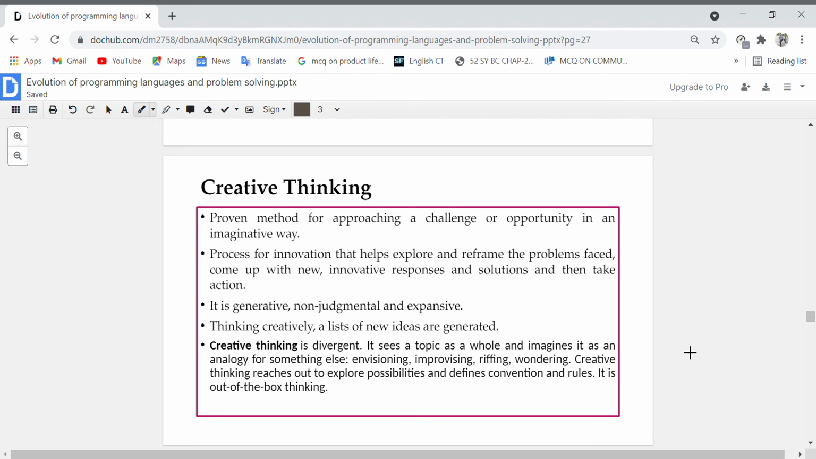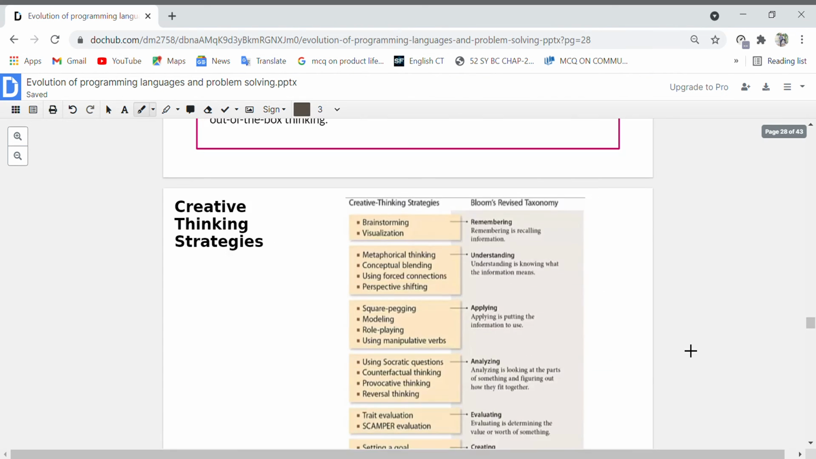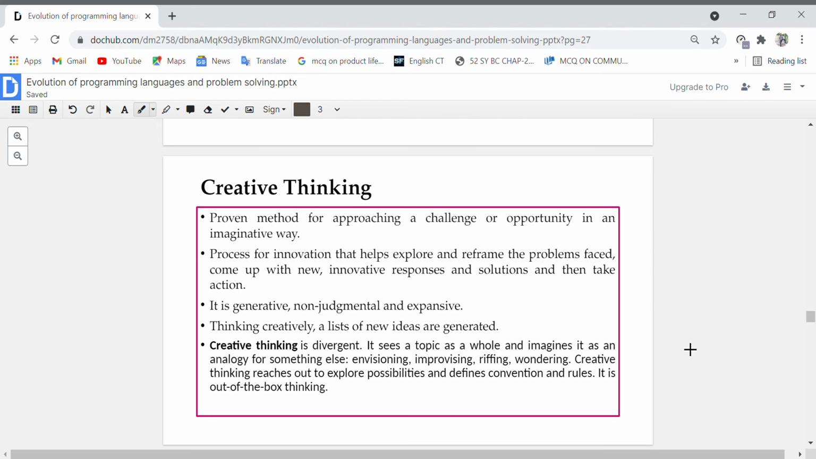Then what is creative thinking? It is the process of innovation that leads to exploring and reframing the problems we face and comes up with innovative responses with the help of the knowledge we have on the problem domain, that relies on our ability, and it is generative, non-judgmental and expansive, and it is divergent. You can also take a screenshot.